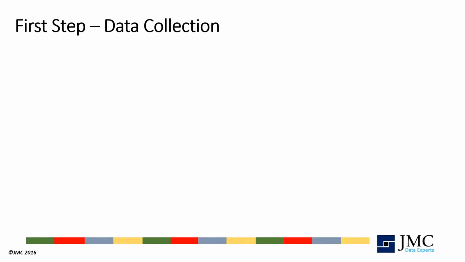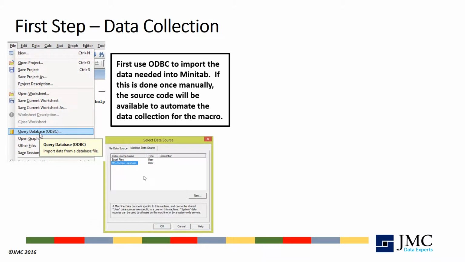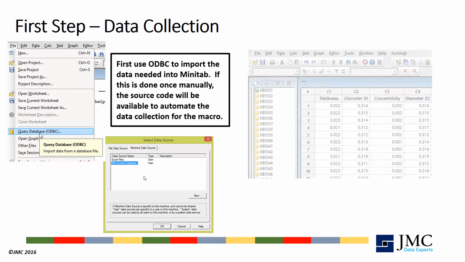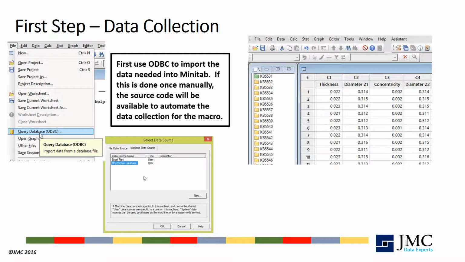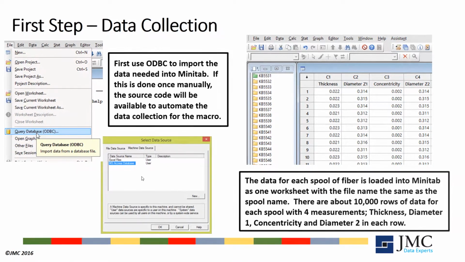For this optical fiber application, the first step was to use Open Database Connectivity, or ODBC, to import the dimensional data from their Microsoft Access database into Minitab statistical software. Executing the query manually one time will generate the programming code needed to integrate the data collection step in the global macro. About 10,000 rows of data for each spool are loaded into one spreadsheet, with each row containing a column for each of the raw dimensions: thickness, concentricity, diameter 1 and diameter 2.